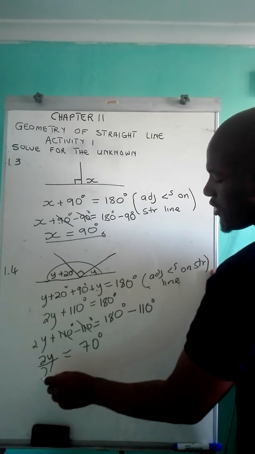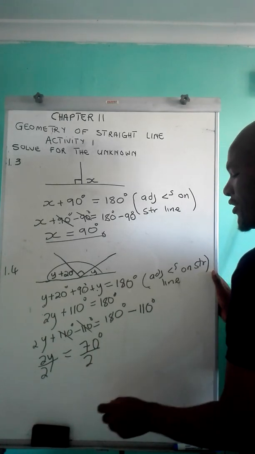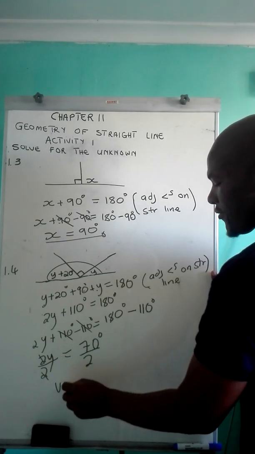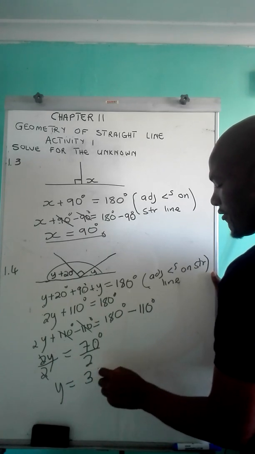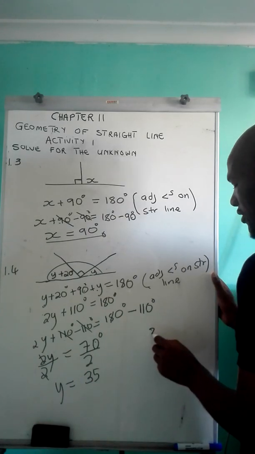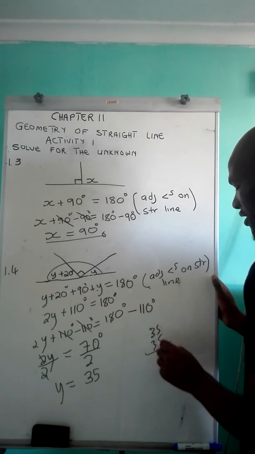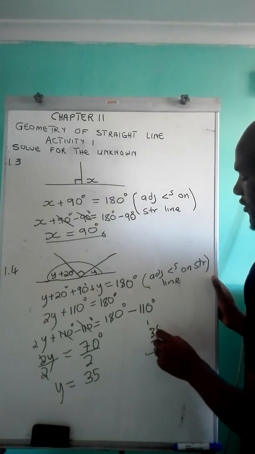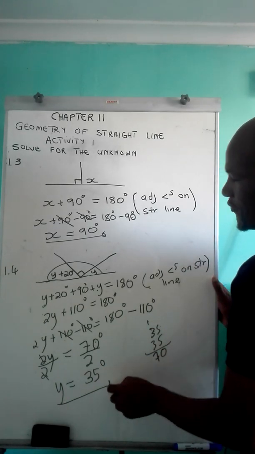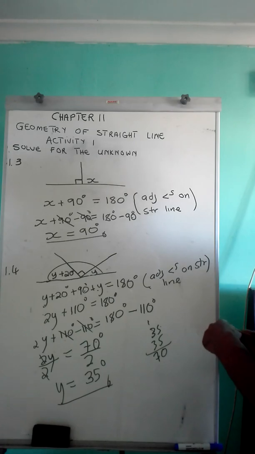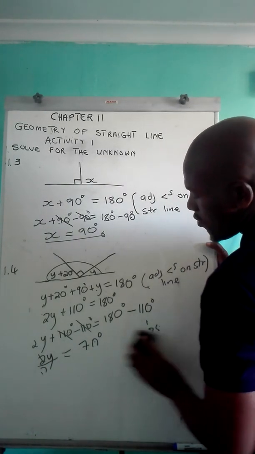Then I need y, not 2y. I must divide by 2. What you do on the left hand side, you also do on the right hand side. What is 70 divided by 2? It's 35, because 35 plus 35 is 70. So it's 35 degrees. 1.5.